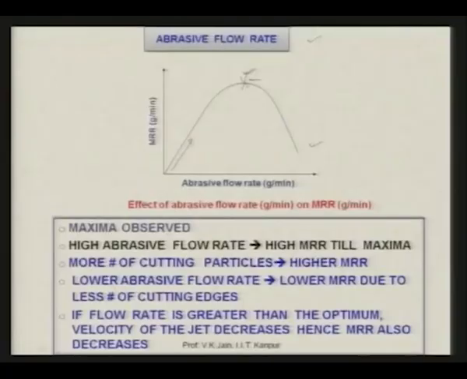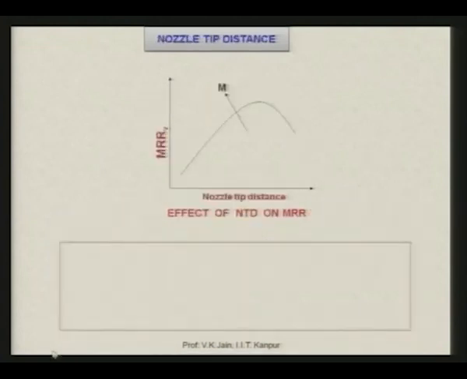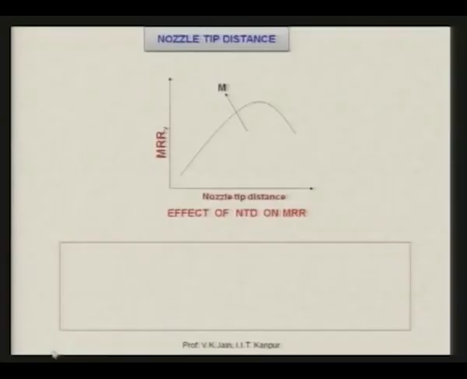That is what you can see beyond this line, that material removal rate starts decreasing, and you can see it may join even here beyond at a certain point. Another important parameter is the nozzle tip distance. We have already seen two slides with reference to the effect of nozzle tip distance on the cavity shape and size. Now, here we can see the effect of nozzle tip distance on the volumetric material removal rate.